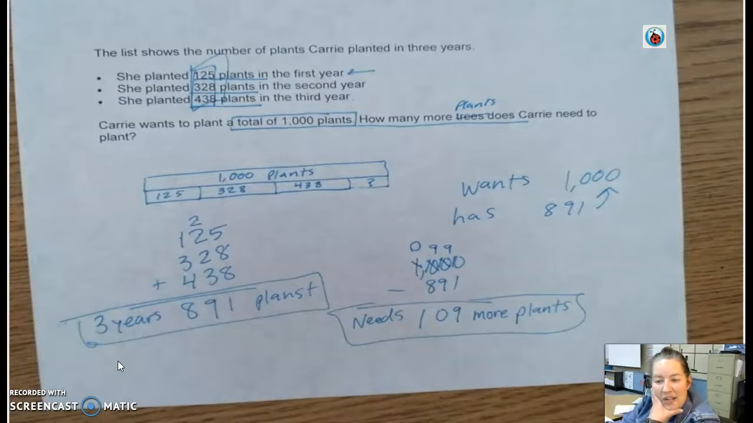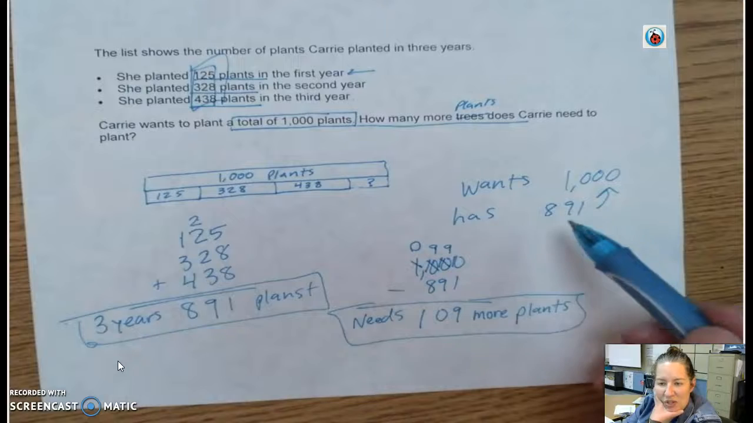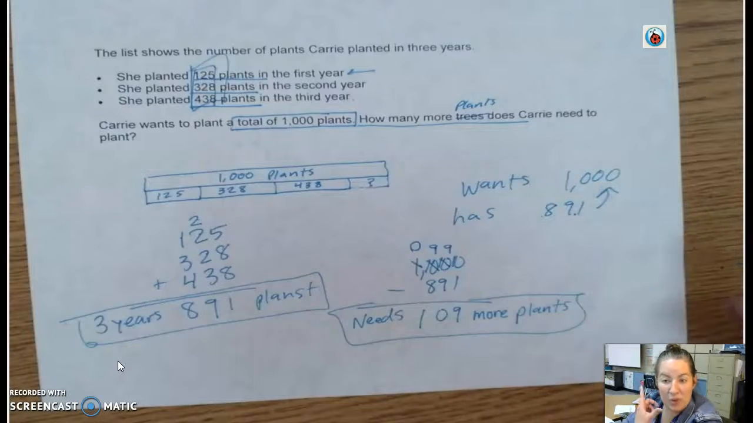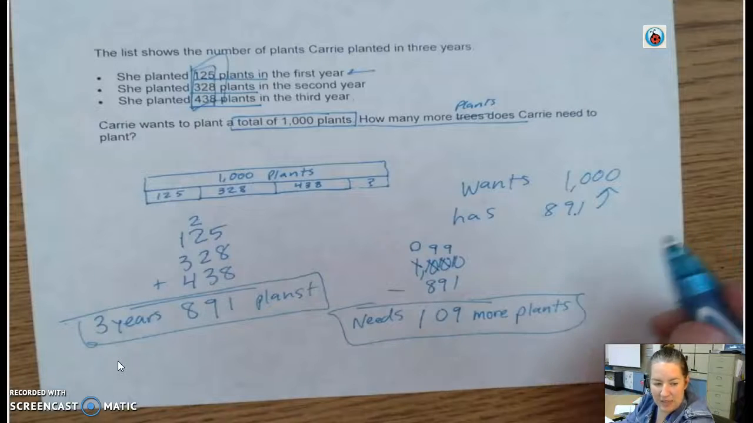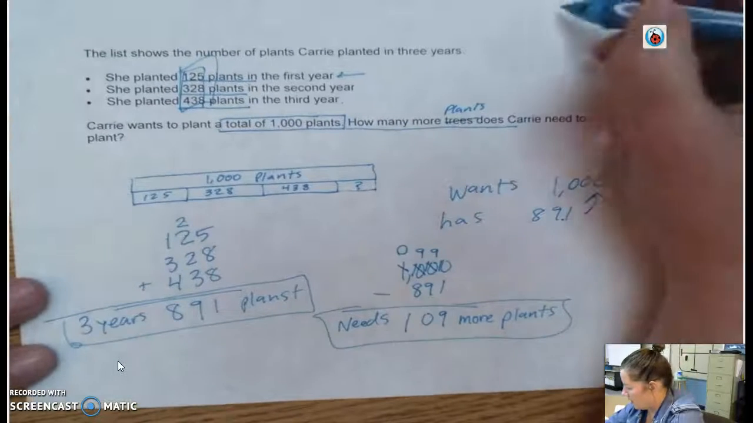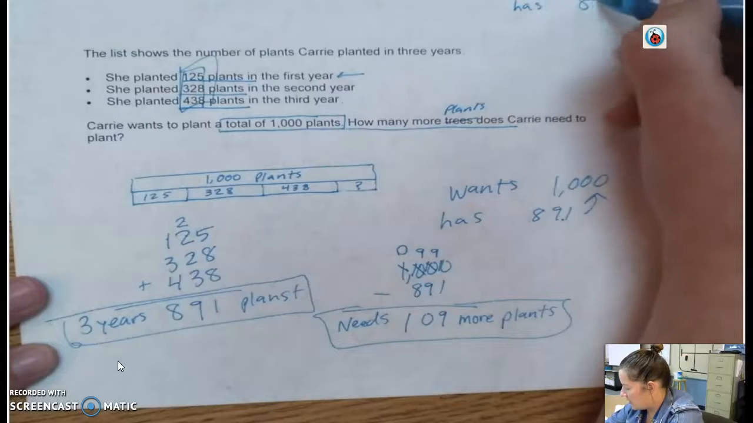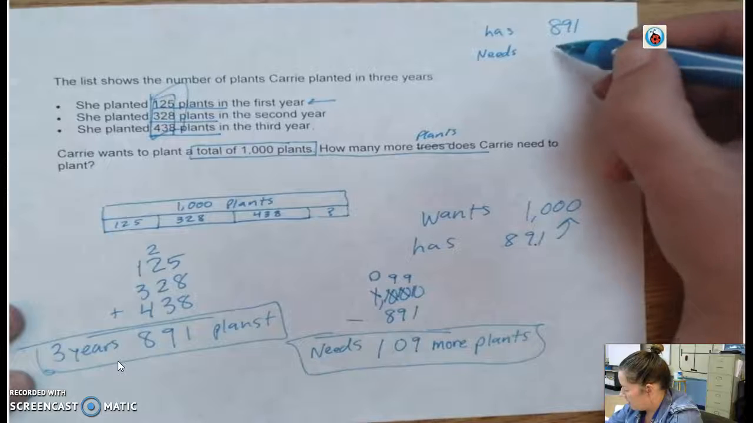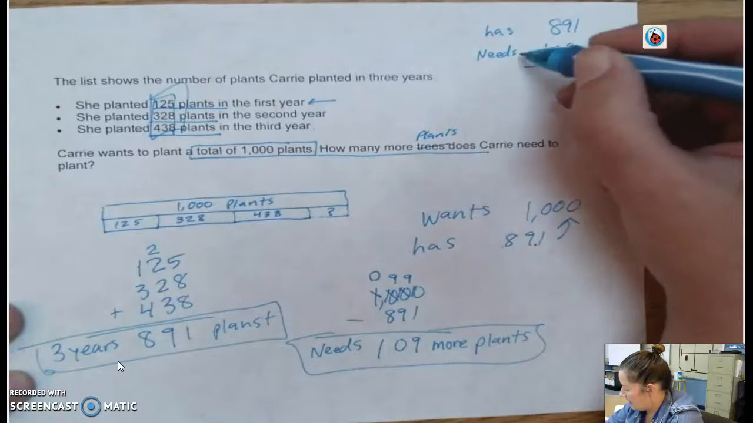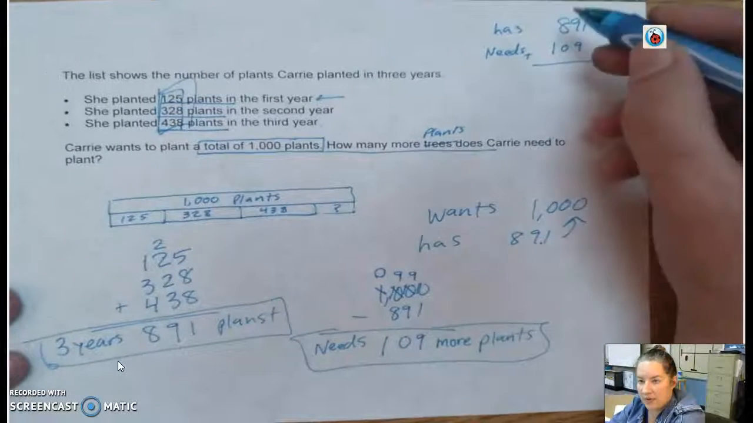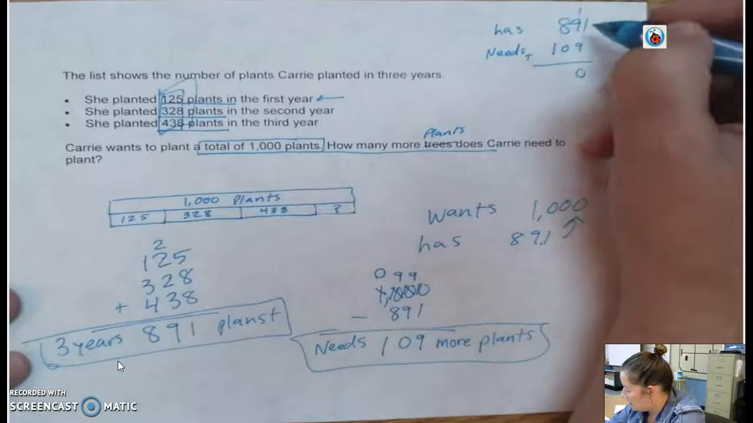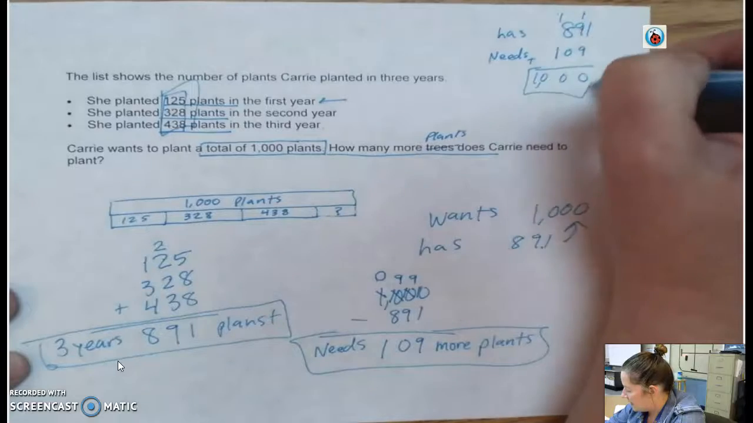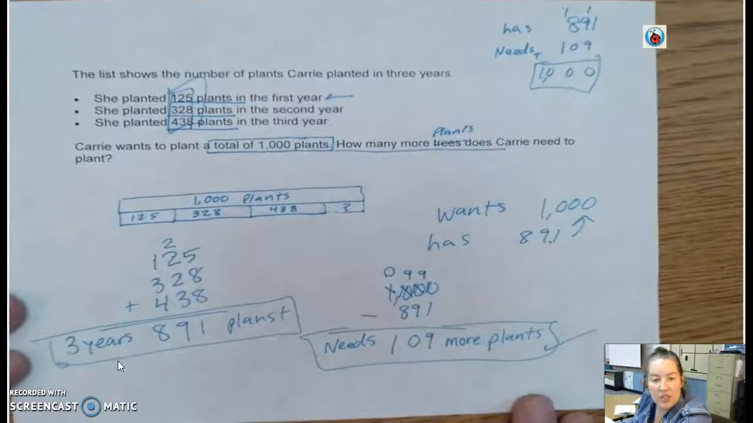Is there a way that we could check that? So we said she already has 891. You said she needs 109 more to get to her goal. Could we check that? We can check that. Let's add them together real quick to just double check them. All right, so she has already 891. We're saying she needs 109. Let's see if that gets us to our goal of 1,000. So 9 plus 1 is 10. 9 plus 1 is 10. 8, 9, 10. In fact, it does. So this is how many more she needs.